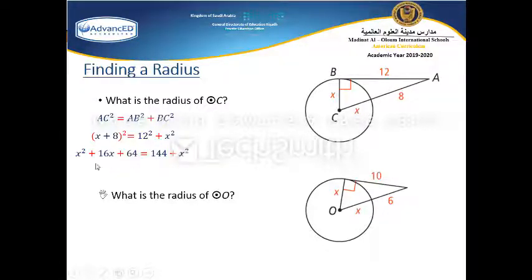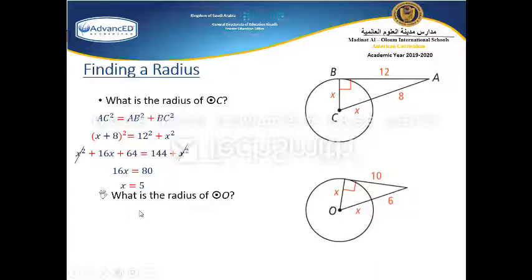To solve this equation, we will cancel x squared on both sides, then we have 16x plus 64 equals 144. By moving 64 to the other side with the inverse operation, 144 minus 64 is 80. Then 16x equals 80, and by dividing 80 by 16, we will get that x equals 5.